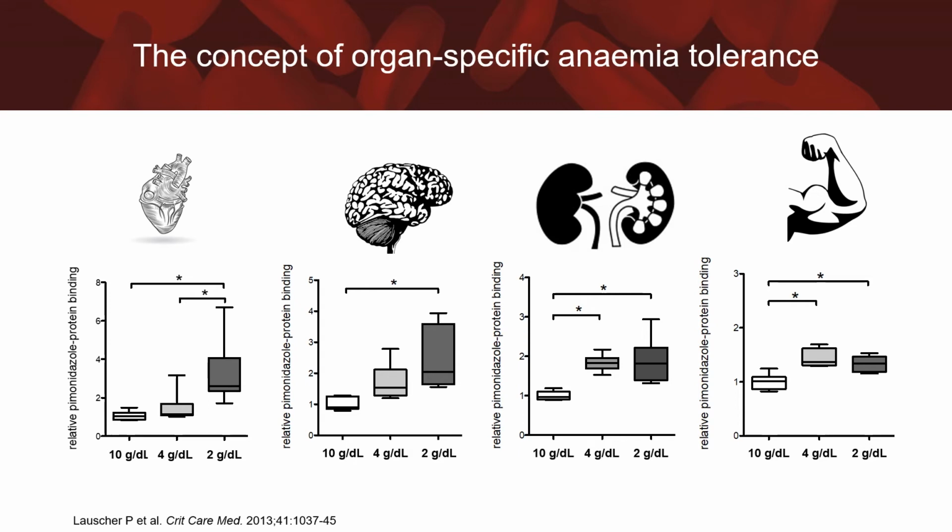What you can see here is a pimonidazole staining, where you can see on the y-axis the degree of tissue hypoxia, and at the x-axis 3 different hemoglobin levels. And as you can see for the myocardium and the brain, tissue hypoxia is similar at a hemoglobin level of 10 and 4 gram per deciliter, whereas for the kidneys and the skeletal muscle there's a significant increase from 10 gram per deciliter to 4 gram per deciliter in tissue hypoxia, which means that the limit of acute anemia is seen earlier in the kidneys and in the skeletal muscles than for the brain and for the heart.